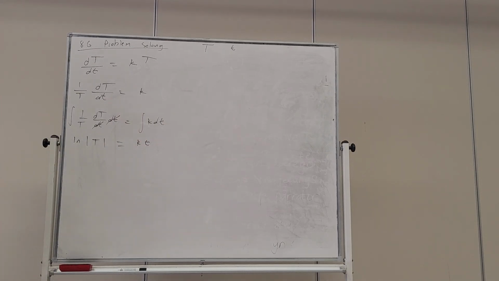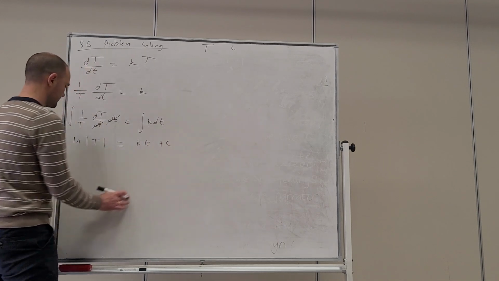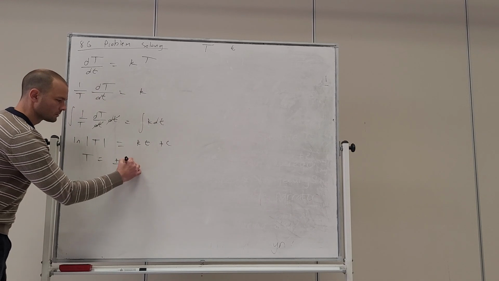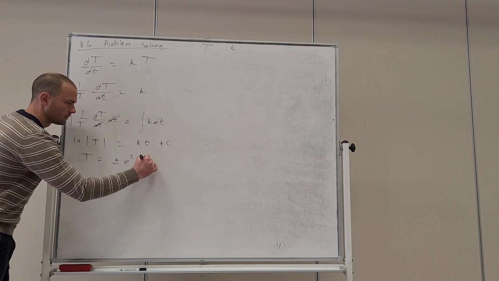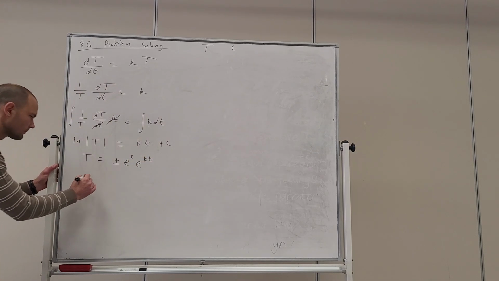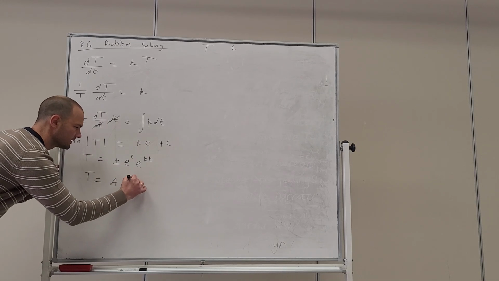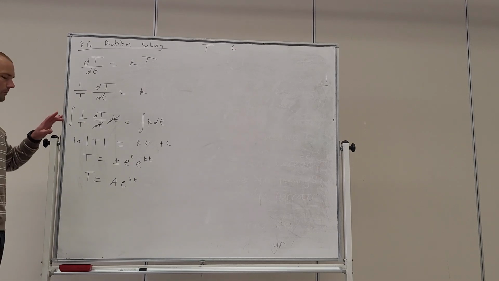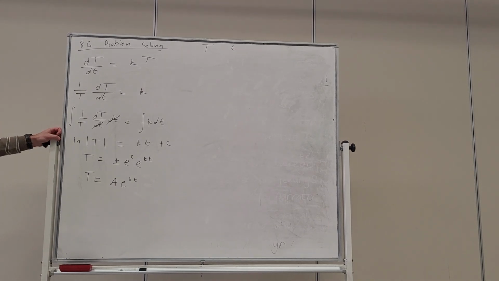Plus c, yeah, sorry. Plus c. Raise e to the power of both sides. And then we have A e to the kt. So that's the basic equation. That's the form that it takes. And we've been hitting that skill a fair bit in the previous exercises. Separable differential equations, okay, separating the variables and then integrating both sides with respect to t.